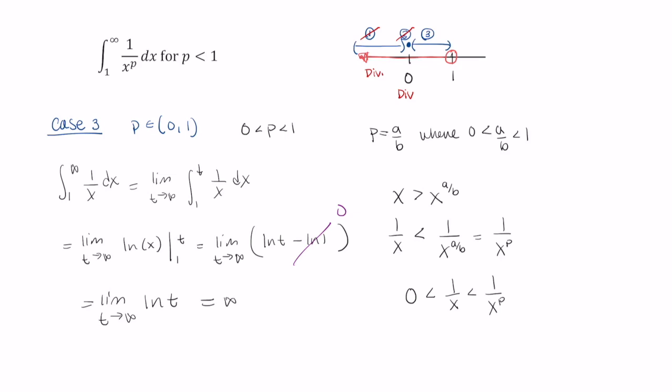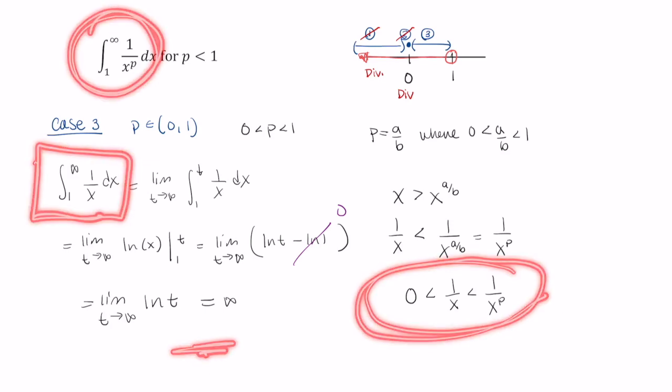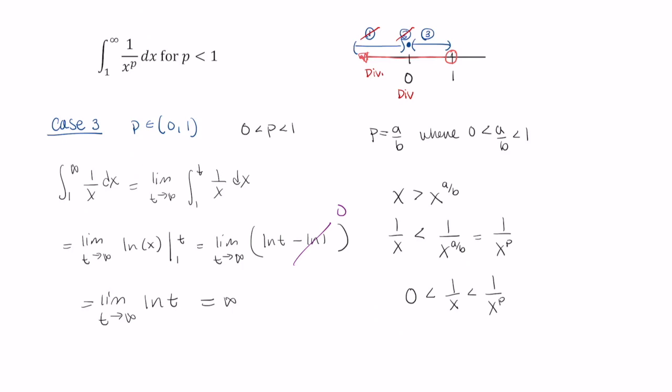Wonderful. Now, because this inequality holds, and this integral here diverges, we know by the comparison test that our original integral has to diverge. That tells me that 1 over x to the p on this interval between 0 and 1, that is our case 3, is also divergent.